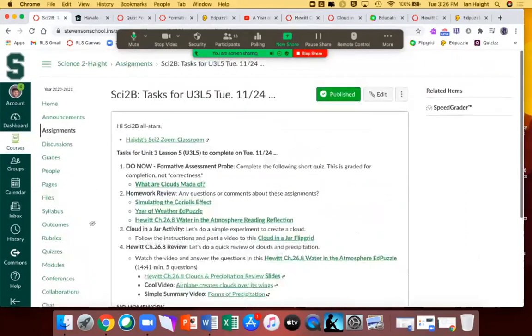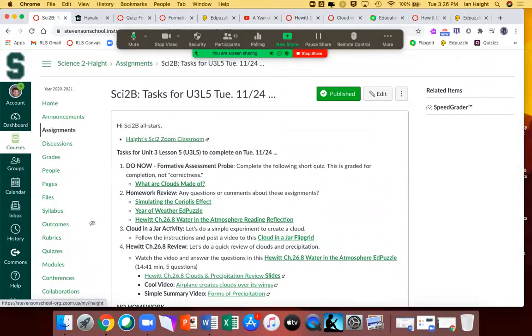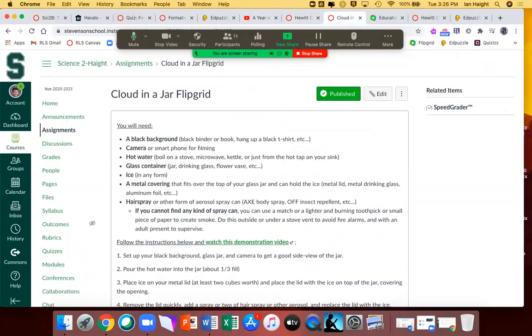So you're going to make a cloud at home. All you need is a glass jar, some ice on a metal lid, some hot water, some spray of some kind, an aerosol spray. It could be hairspray, it could be deodorant. Hairspray is the best thing. And that's it. So you're going to click on this assignment here, cloud in a jar Flipgrid. It'll take you to this assignment where, once again, I have a list of materials as well as alternatives, right? So if you don't have a metal lid to put the ice in, you can use aluminum foil or something like that. But this is what you will need for this activity.